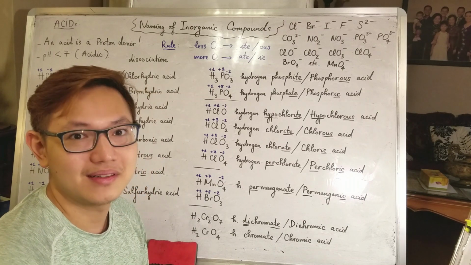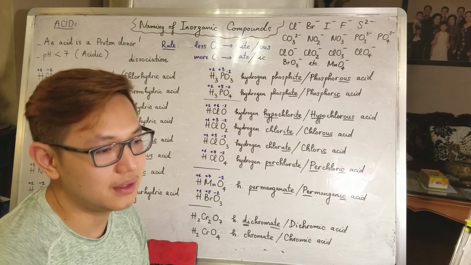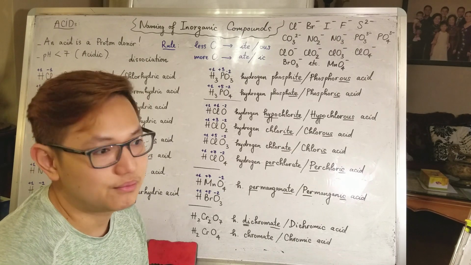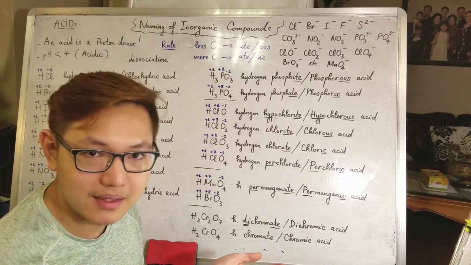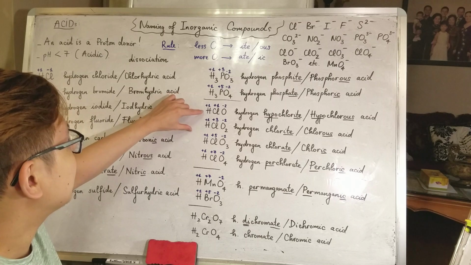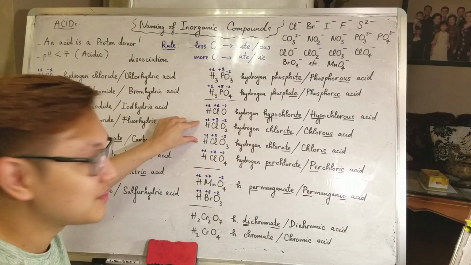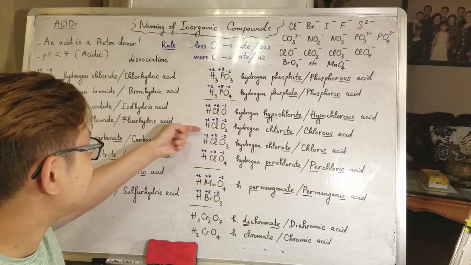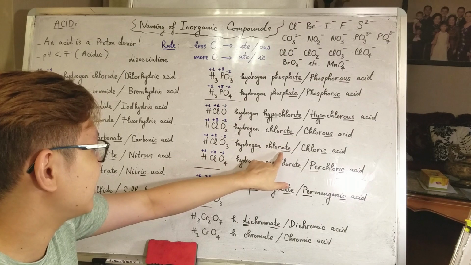Try to write them down, maybe pronounce correctly, try to read it out loud, try to write them many times, and you will remember it. Okay, so where shall we start in here then? Okay, we start in the middle. This one has less oxygen compared to this one. So that's why it has the ite ending, and this one is ate ending.